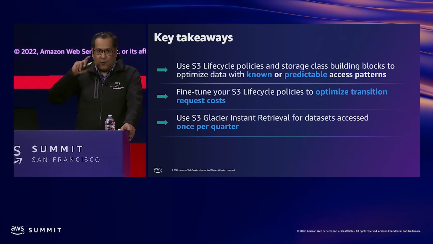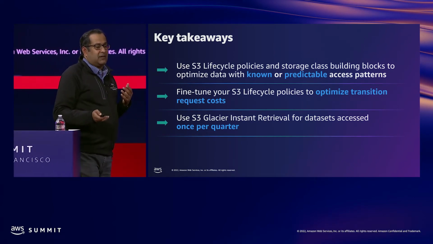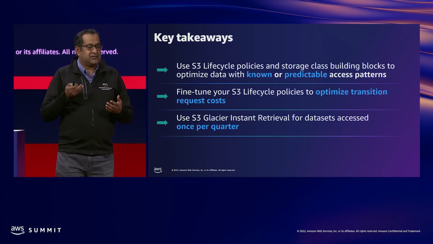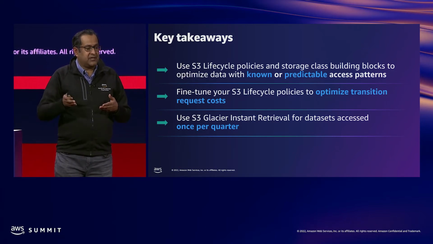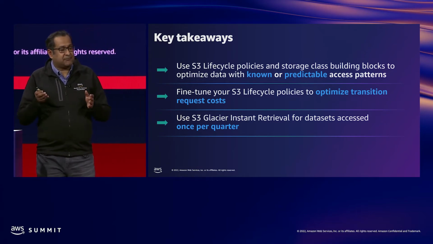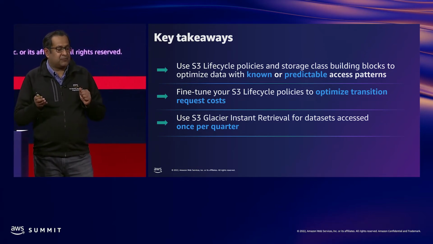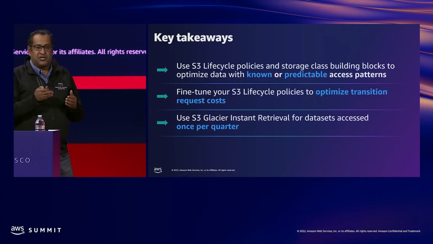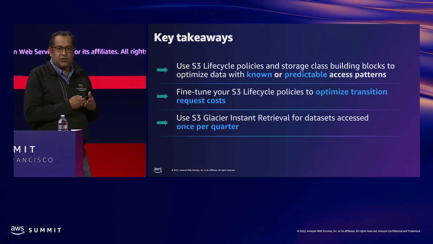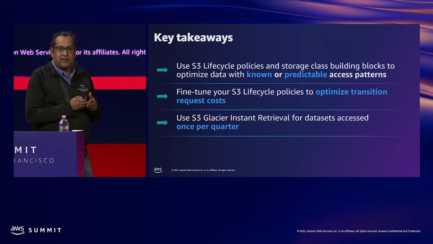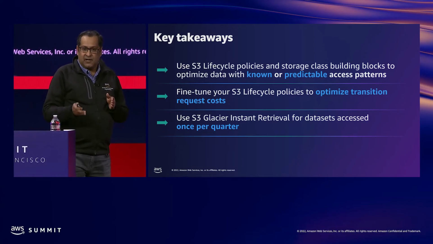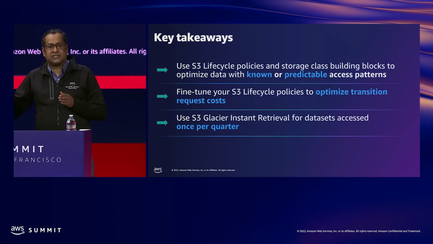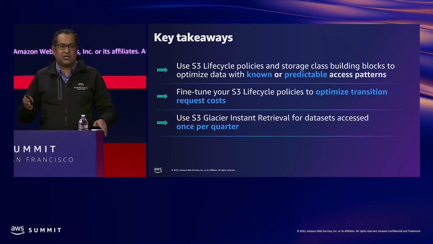So the key takeaways for data with predictable patterns is to make sure that you're using your lifecycle policies to move the data between storage classes based on the age of the data, and make sure you're fine-tuning them either by size and setting an expiration policy also. Don't forget the expiration policy. And finally, GIR or Glacier Instant Retrieval is a great storage class that you should absolutely leverage for data that you plan on keeping for a very, very long time. And you need to have millisecond access to it. If you don't need to have millisecond access to it, consider Glacier Flexible Retrieval or Glacier Deep Archive for even a lower cost.